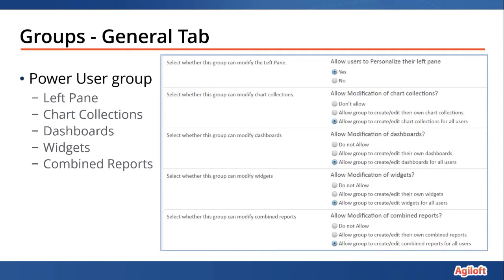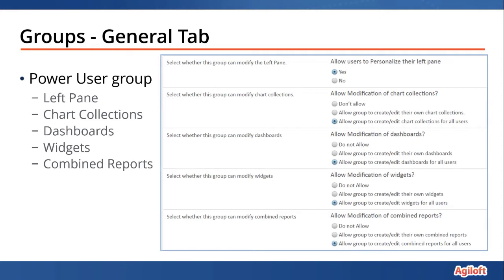Finally, this section is where you can select whether the users in this group will be able to create or edit their own combined reports. Combined reports allow the user to download multiple reports from different tables as a single Excel file, with each report as a separate sheet. These options are not visible on the screen for end user groups.